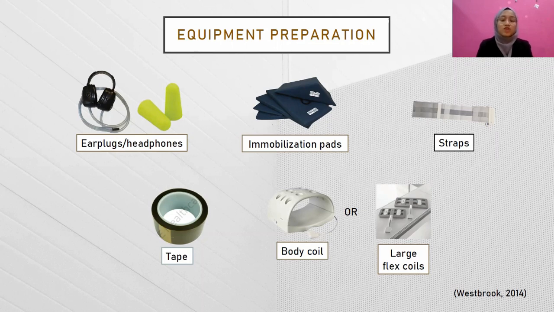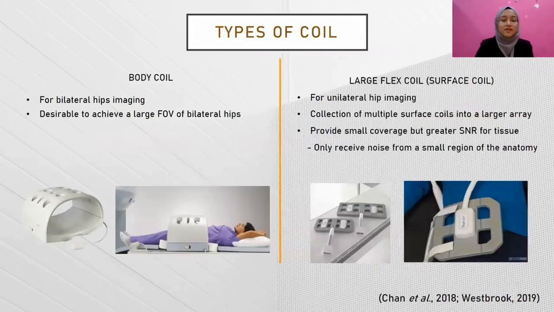The equipment used are earplugs or headphones, immobilization pads and straps, tape, body coil or large flex coils. There are two types of coil being used for MRI hip examination. The first one is the body coil. We can use body coil if we want to examine both sides of hips, because with body coil, we can receive signal from a large FOV of bilateral hips.